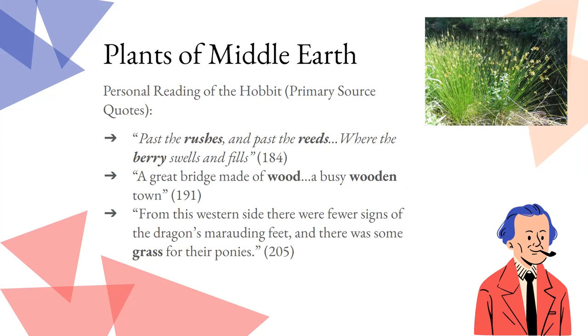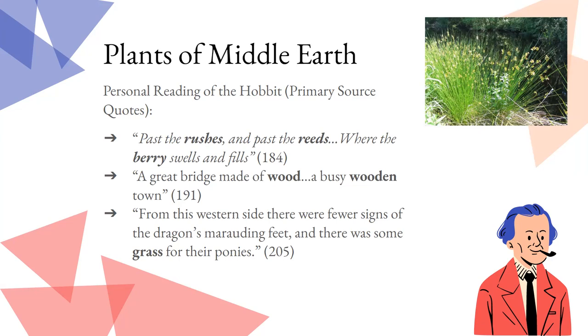So it's interesting. The first half of the book, which makes sense, is dominated with a lot of talk about plants. But when we get to the dragon battle, there's not many plants there. So in the first half of the book, we have a lot of plants mentioned. In the latter half of the book, very few plants mentioned. We have, again, the rushes and the reeds. Where the berries swell, he doesn't say it.